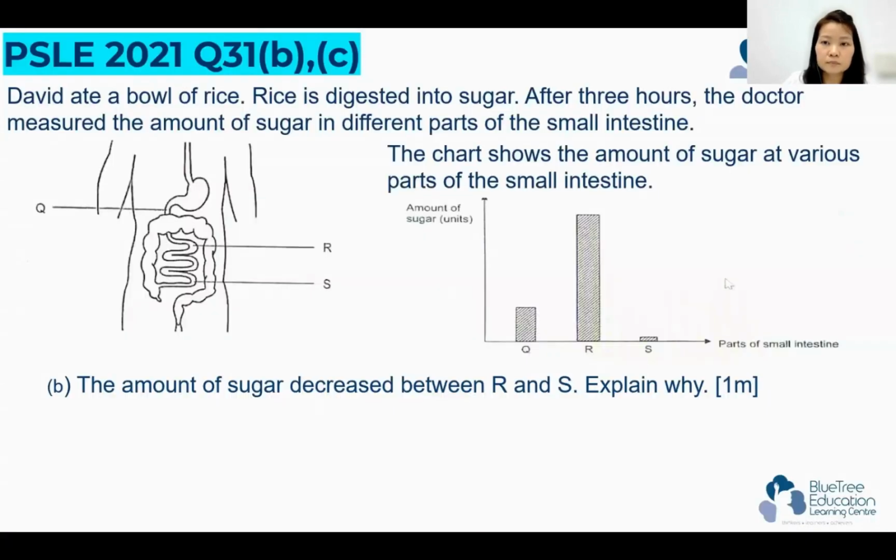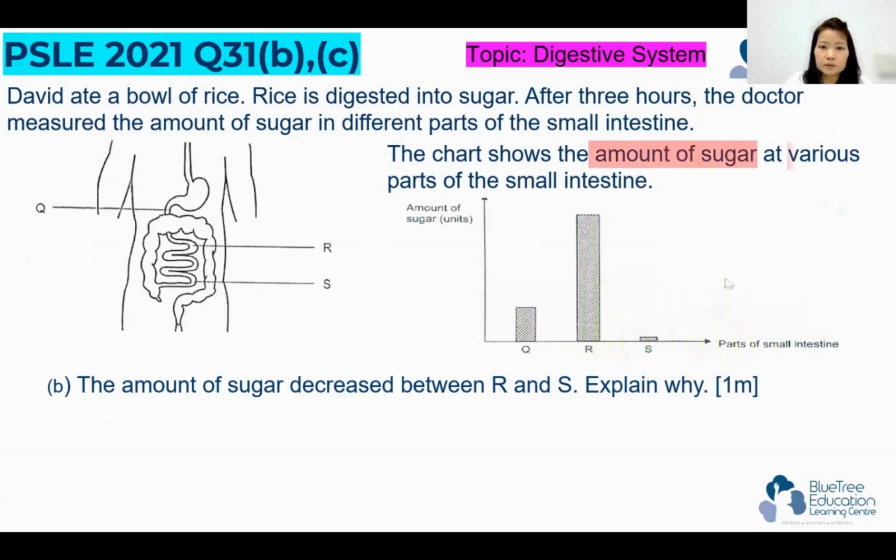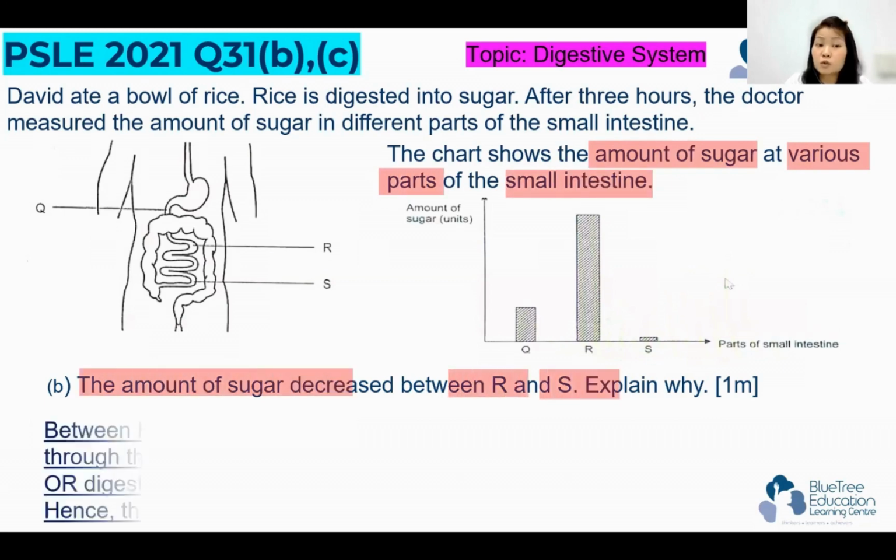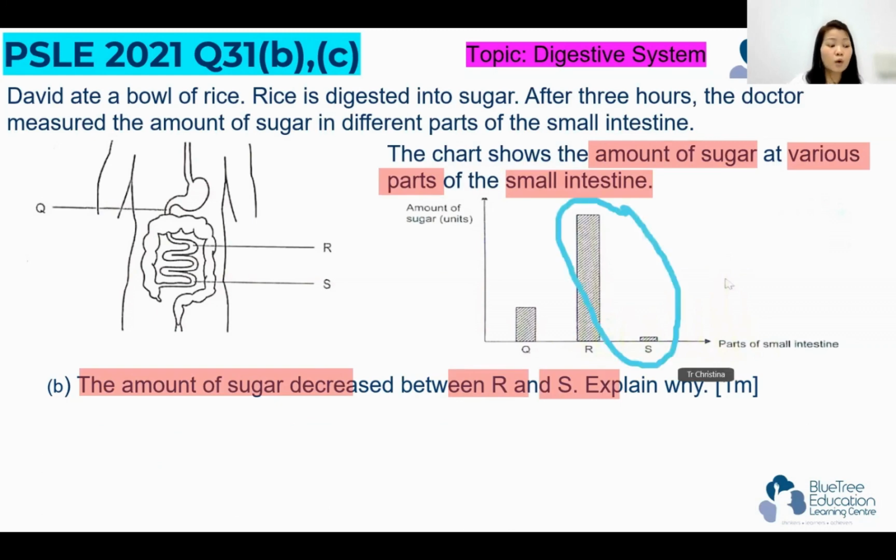Okay, let's move on to B. Same thing also. B: the amount of sugar decreased between R and S. So you need to explain why. This is still on digestion; this whole question is on the digestive system. With the keywords here, we are still on the small intestine because Q, R, and S are still on the small intestine. If you see here, between R and S, this part here, it decreased. So you need to explain why.